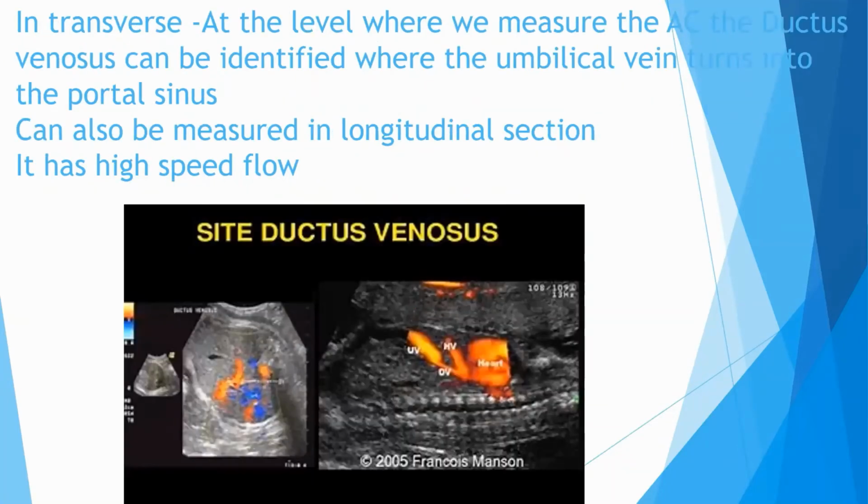And then in terms of measuring the ductus venosus Dopplers, we can do it in 2 ways. Either we can get a transverse section of the fetal abdomen, the one that we normally use when we are measuring the abdominal circumference, or we can do it longitudinally. As you can see here, this is the ductus venosus. And at this point here, where the hepatic vein turns into a portal sinus, we can see the ductus venosus there. So we can sample it from there.